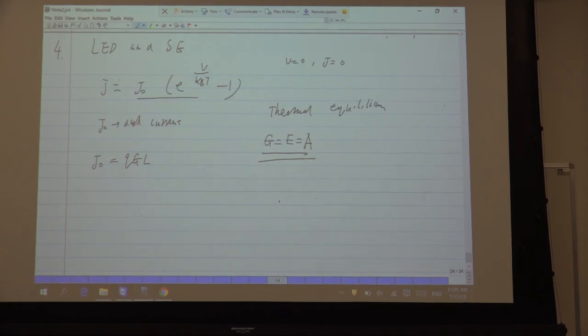How to enhance the emission? Very simple. Gamma is the spontaneous emission rate, just equal to the imaginary part of a trace of the Green's function, or the local density of states. It also depends on the local density of states. Local density of states just counts electromagnetic modes.